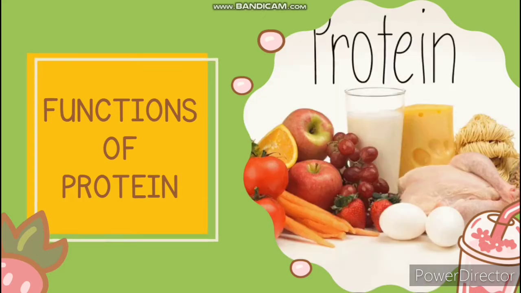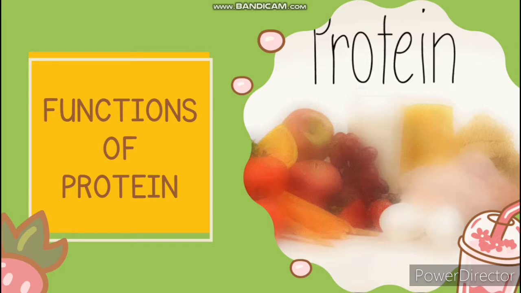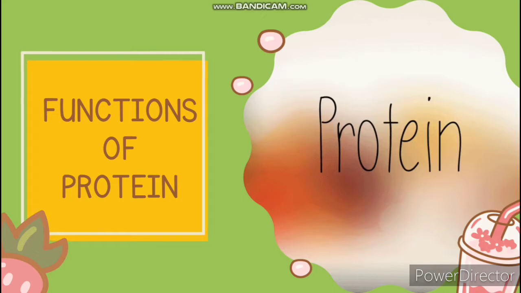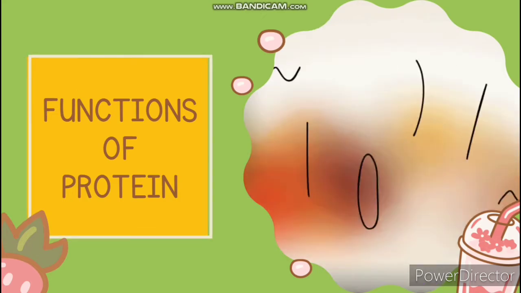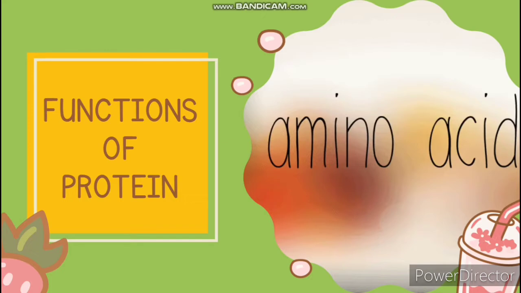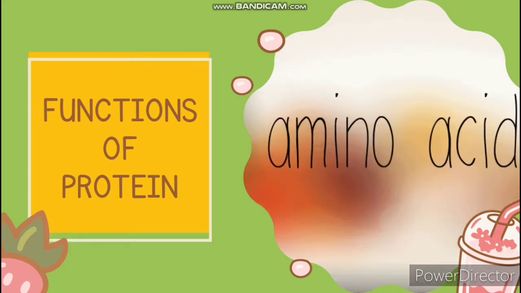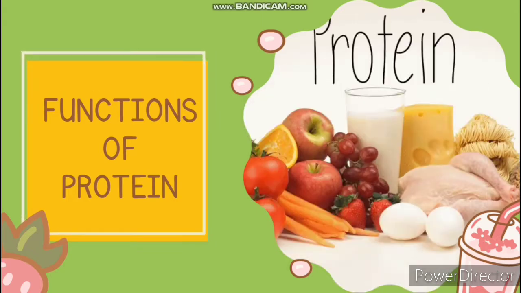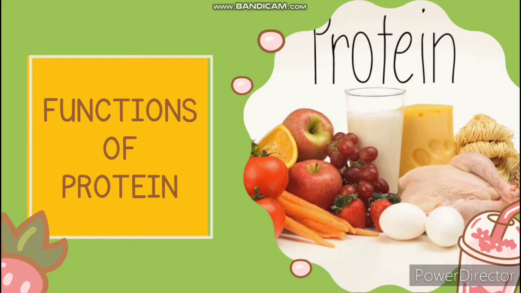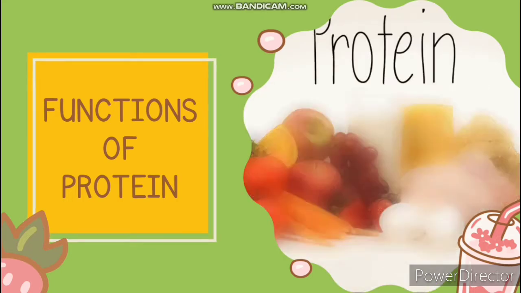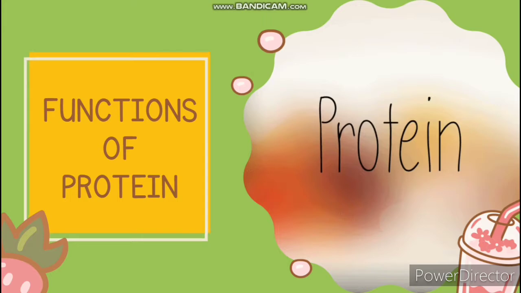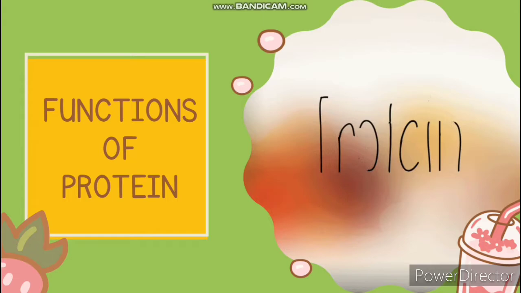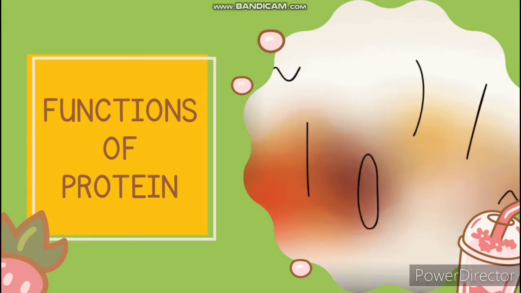It helps to build new tissues and repair worn out tissues, and is very good for growing children. Lack of protein in the diet causes kwashiorkor. I hope we still remember the types of protein food we discussed in our last class. So lack of protein in the diet causes kwashiorkor. That is, the stomach becomes big with tiny hands and legs, and the hair becomes discolored. So protein is very good for the body.